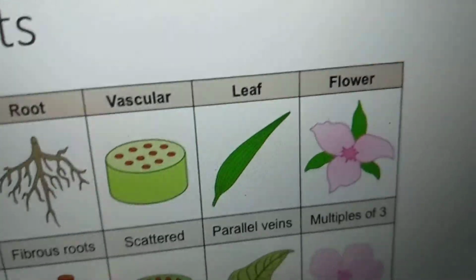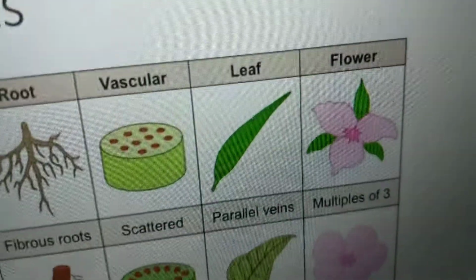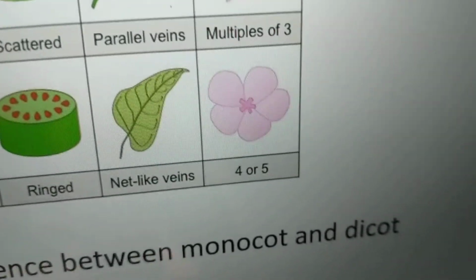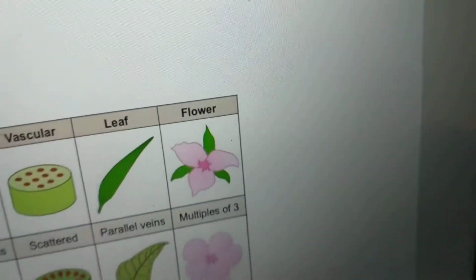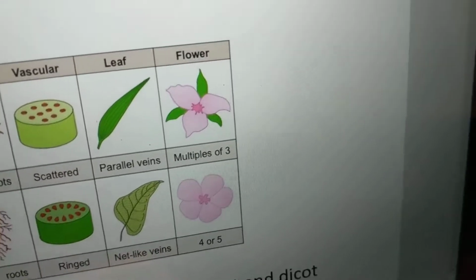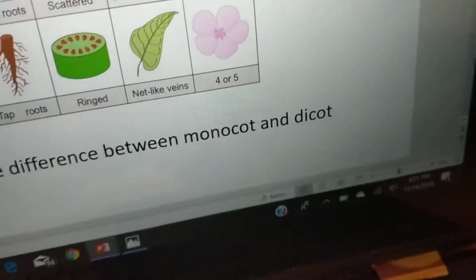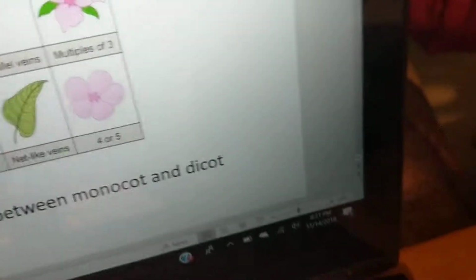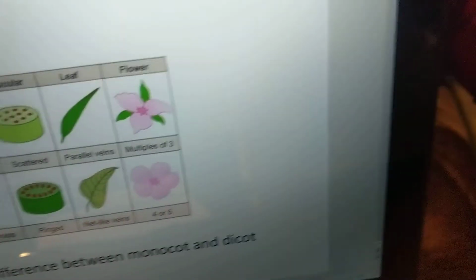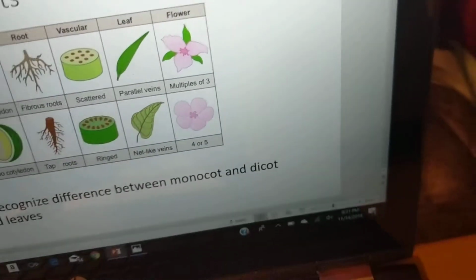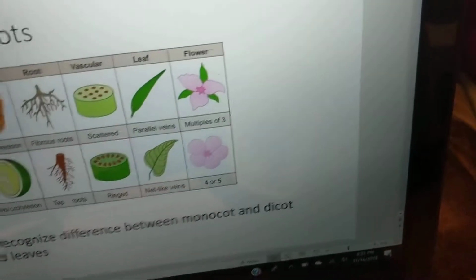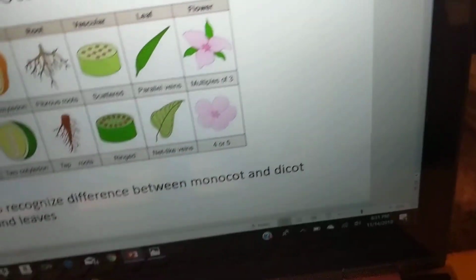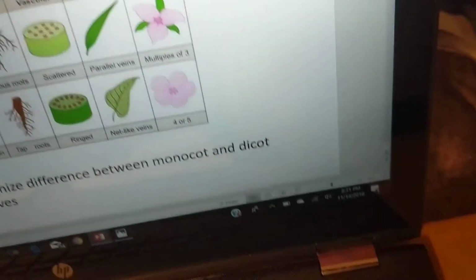Now, monocot flowers, think multiples of 3. Dicot, 4 or 5. Monocot, think mono, the lowest one, so 3. Dicot, 4 and 5, greater than 3. But don't just think of it that way; it's just multiples of 3. So if a flower has 3 petals, 6 petals, 9 petals, it's a monocot. If it's anything else, dicot.